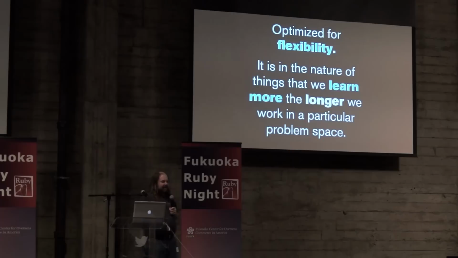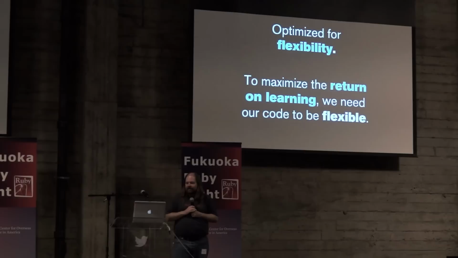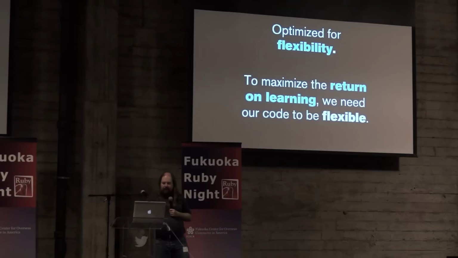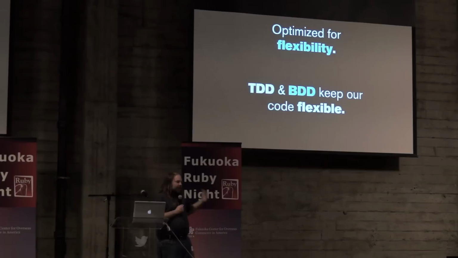So that tells us that if you're going to maximize your return on learning, you need code that's flexible. So again, this is why there's a bunch of techniques in Agile that help you have flexible code, things like TDD/BDD, continuous integration. These are all things that give you a code base that you can make deep changes to, and you're not going to be afraid to break anything. So that's really important about Agile. Are you afraid to break something? It's supposed to do that. It's supposed to help you not be worried about that. So Agile's optimized for flexibility.